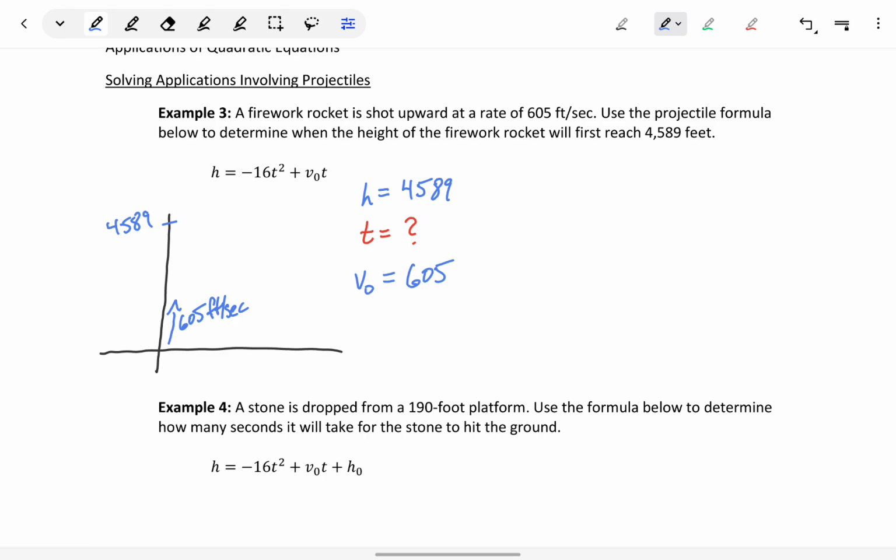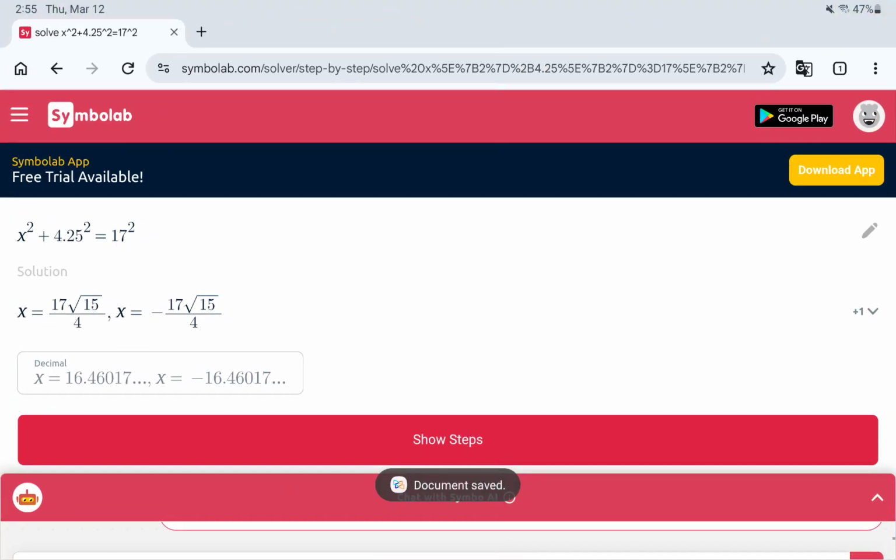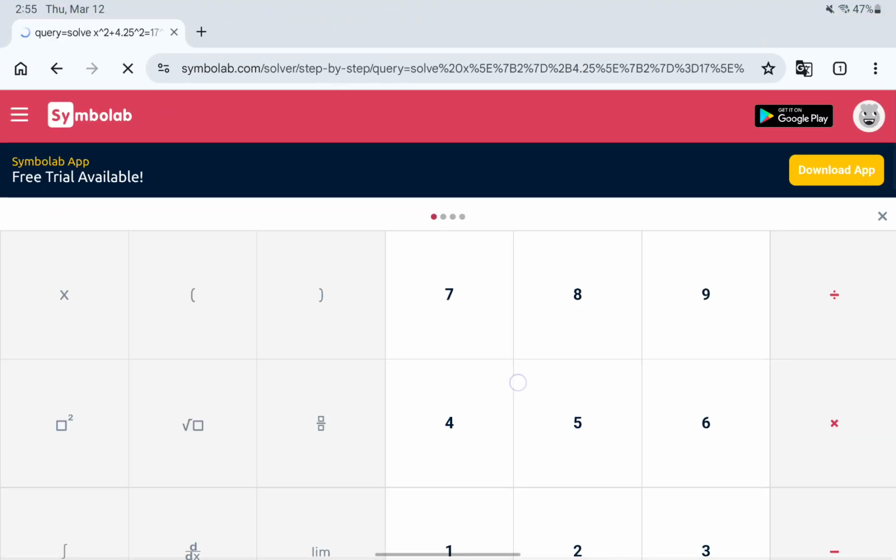That means we want to set up and solve the equation 4,589 equals -16t squared plus 605 times t. t is still this missing piece of information that we don't know. We'll do that using Symbolab.